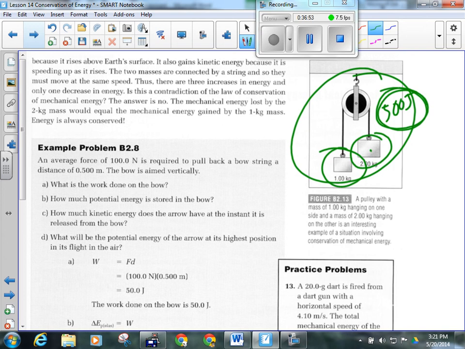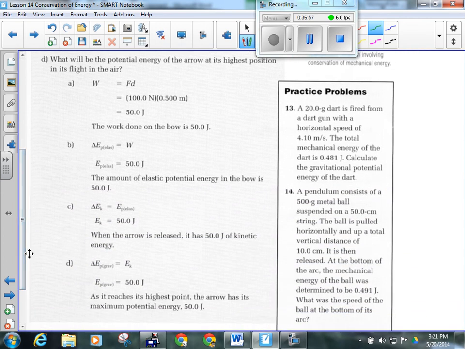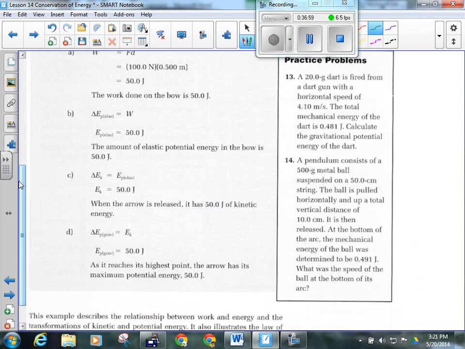All right, so we already did this one here with the bow and arrow, so we'll skip that one. And I want you guys to try these here. Okay, give those ones a try. They're just like what we've been doing.